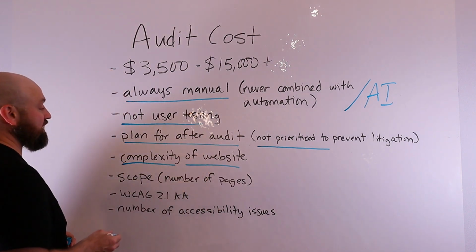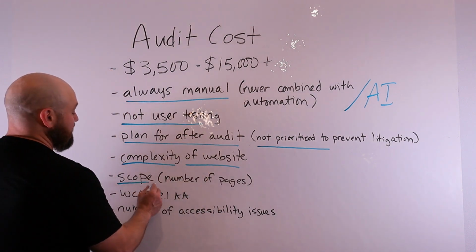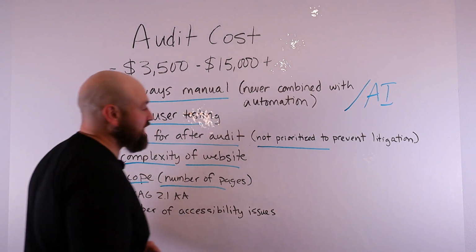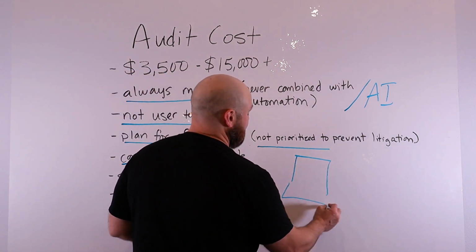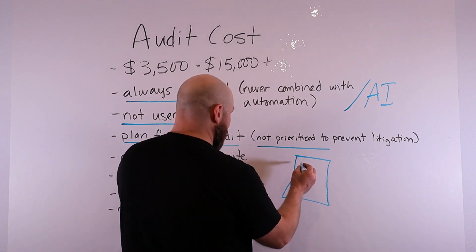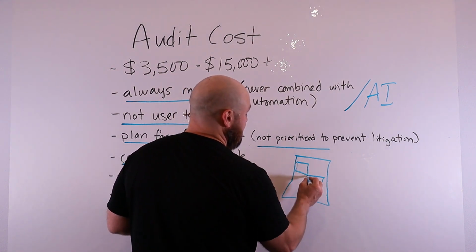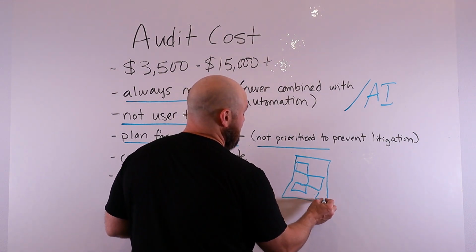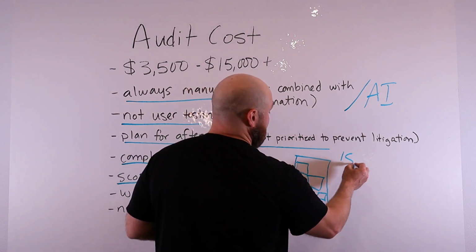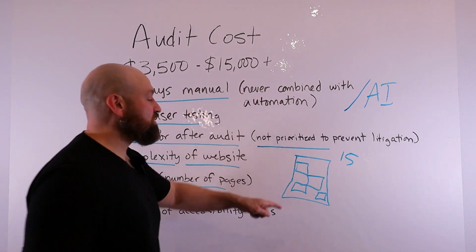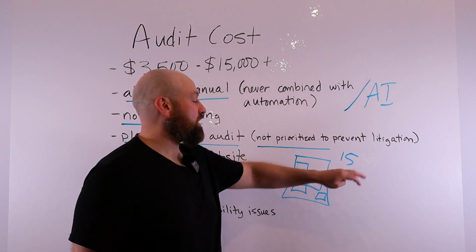This is going to go into the audit cost. The same with the scope or the number of pages. So let's just say your website is fairly complex, and I'm just drawing a rectangle on the board, and we've got these different components and there's so much interactivity going on. And then we've got, let's say, 15 pages in scope. That's going to directly affect the price on your audit quote.